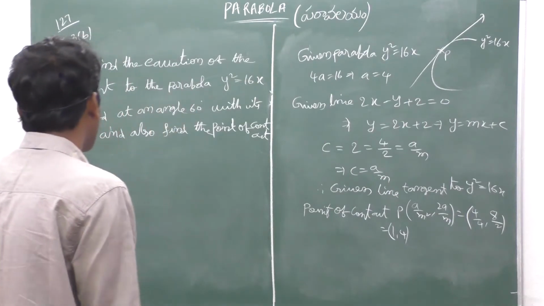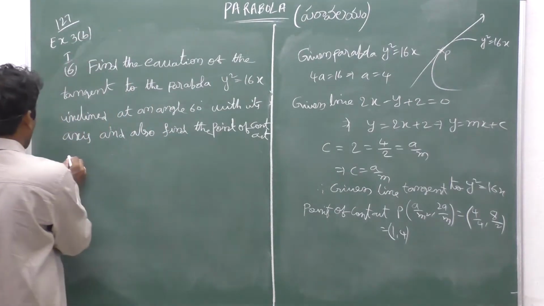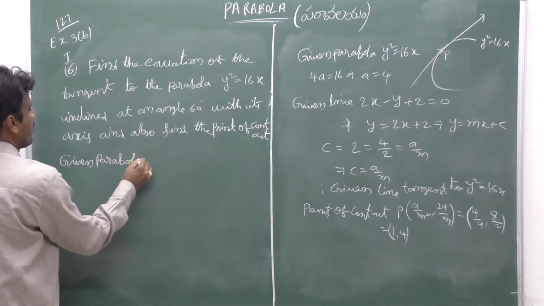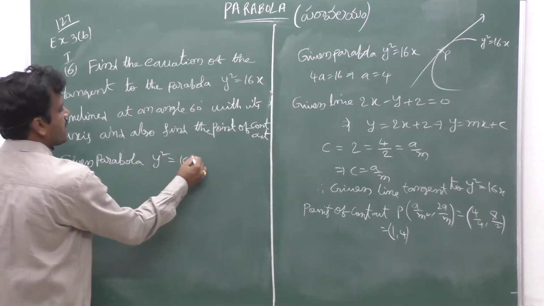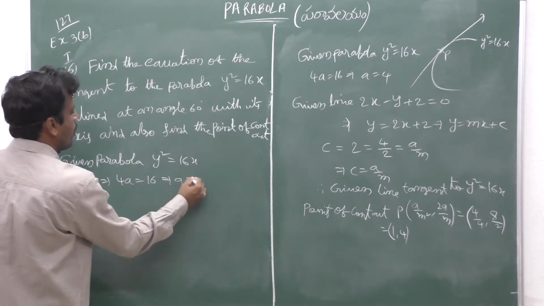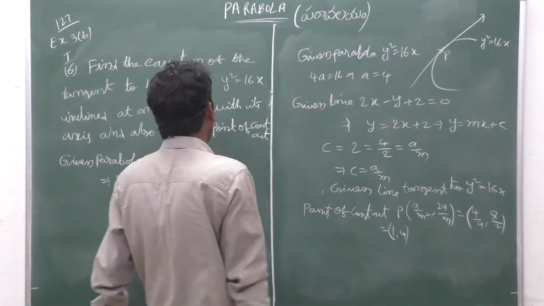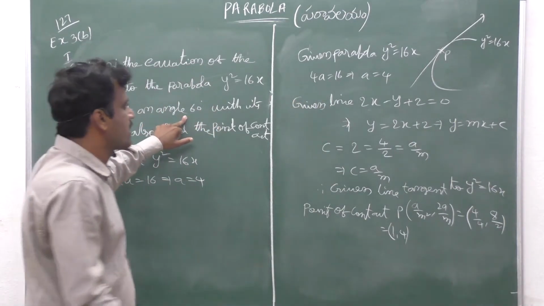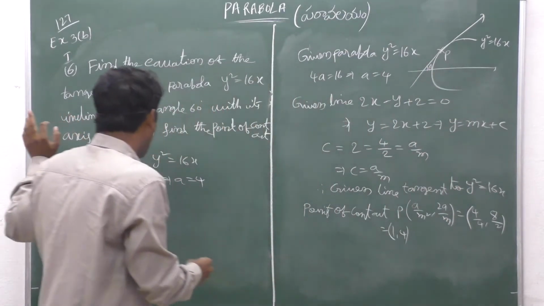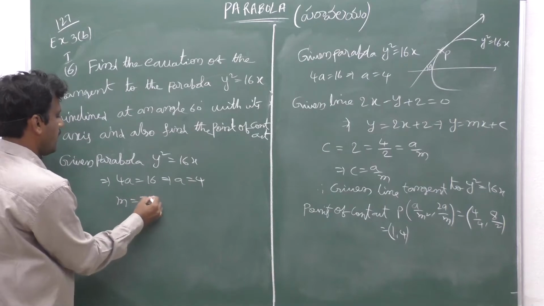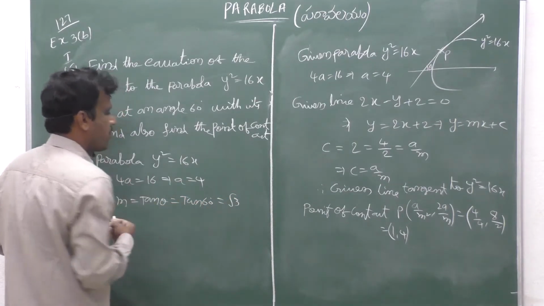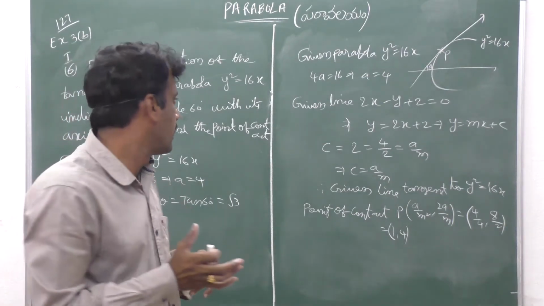Okay, given parabola y² = 16x. That implies 4a = 16, a = 4. Next, the given line's inclination angle is measured from the x-axis, giving the slope m = tan θ = tan 60°, which is root 3. So m = √3.